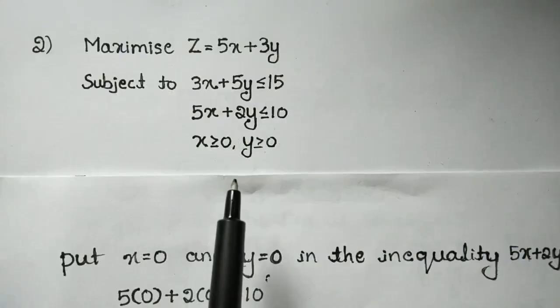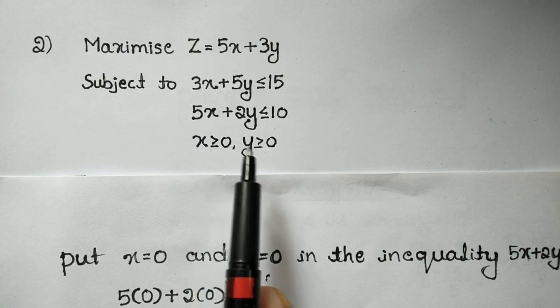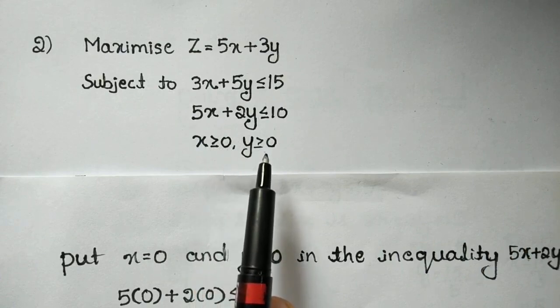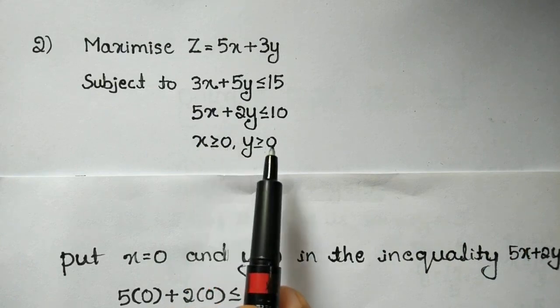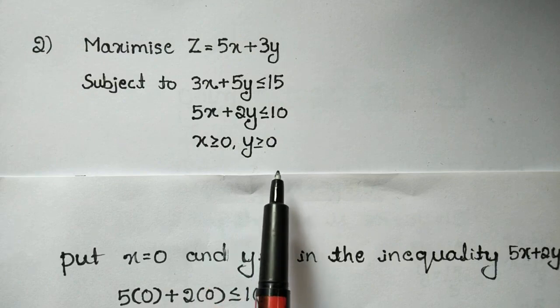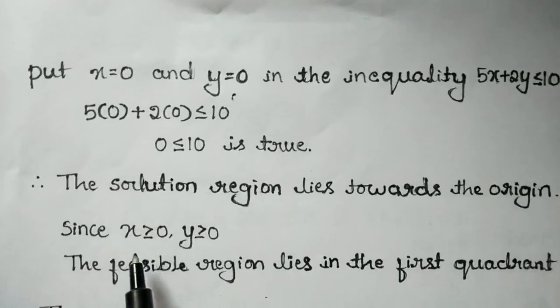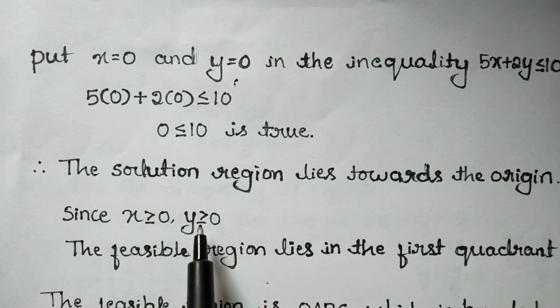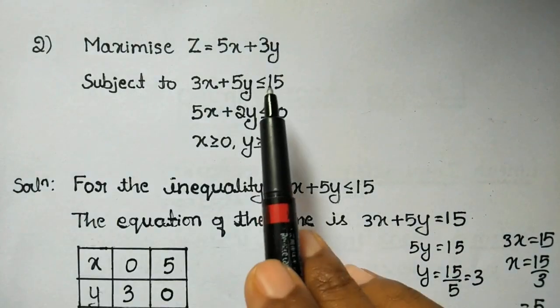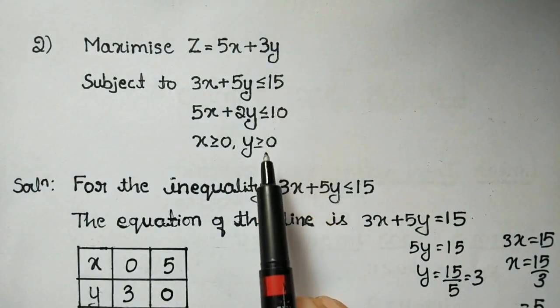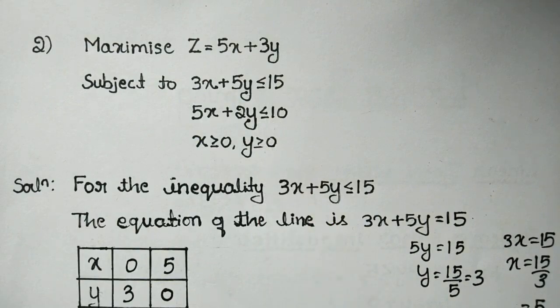Now, in the given question, there are two more inequalities. They are non-negative constraints. Both x and y greater than or equal to 0. This is possible only in the first quadrant. So we write, since x greater than or equal to 0, y greater than or equal to 0, the feasible region lies in the first quadrant. We have written the solution of all the inequalities. Now we plot the graph.